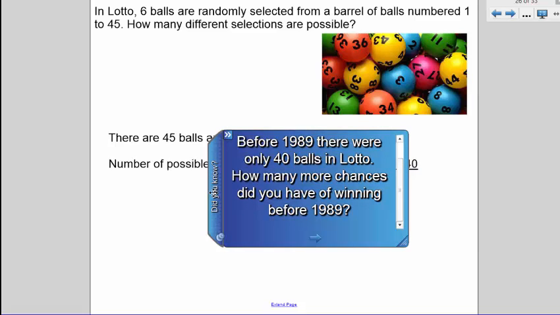Random fact, before 1989, there were only 40 balls in Lotto. How many more chances did you have of winning before 1989? Work it out and we'll discuss it in class.